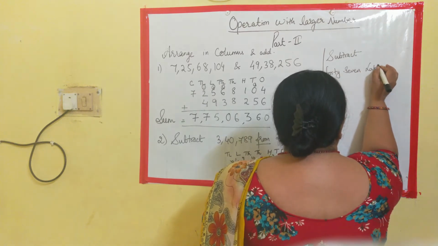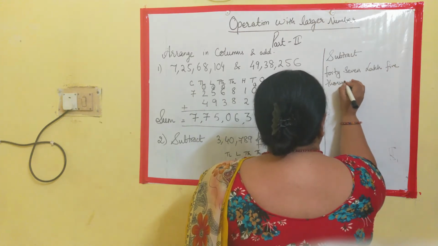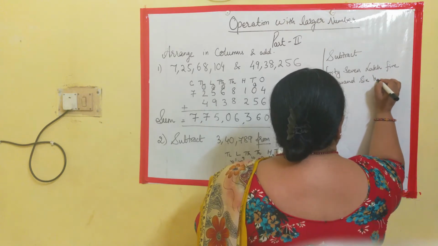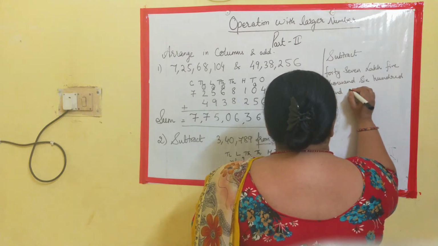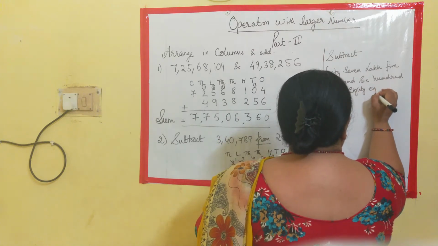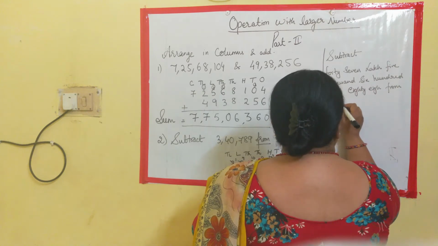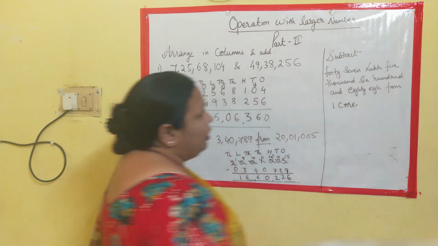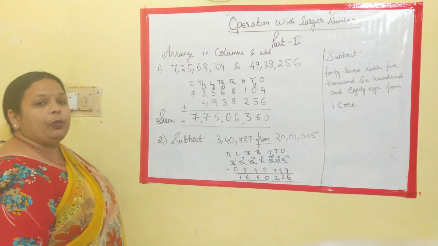Now coming to the next example, where we'll be subtracting a number: subtract 47 lakh 5,688 from 1 crore. See what happens if the problem is given in number name form. Here it is very easy, putting commas and then proceeding.